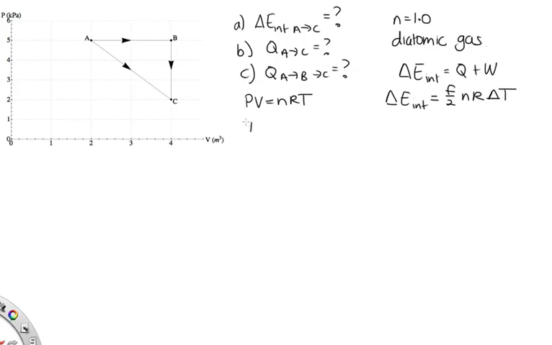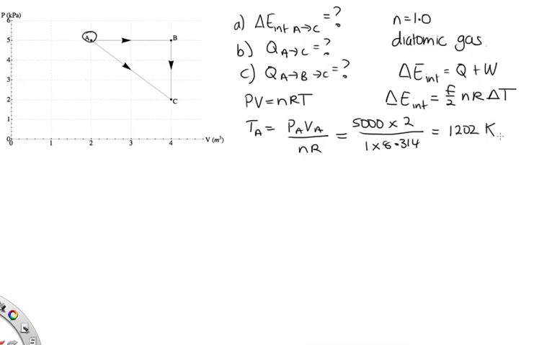Okay, so the temperature at A is equal to the pressure at A times the volume at A over nR. The pressure at A here is 5 kilopascals, so that's 5,000. The volume at A is 2 meters cubed. The number of moles is 1, and R is 8.314. So this is 10,000 divided by 8.314. Solving that on the calculator, we get 1,202 kelvins.